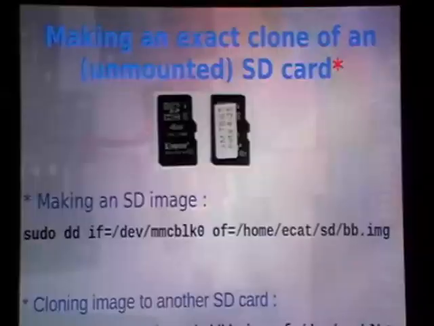Let's go! If it is the first time you are using BeagleBoard, the first thing to do is to back up the SD card. One way to do that is using dd, with the device as input file, in this case mmcblk0, and the output file, in this case bb.img.